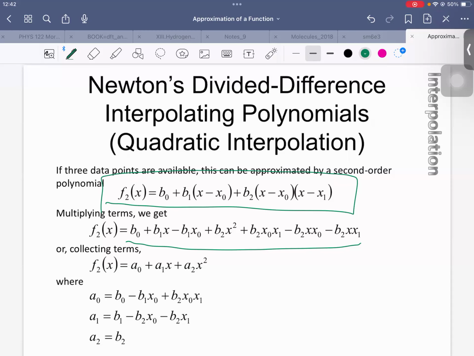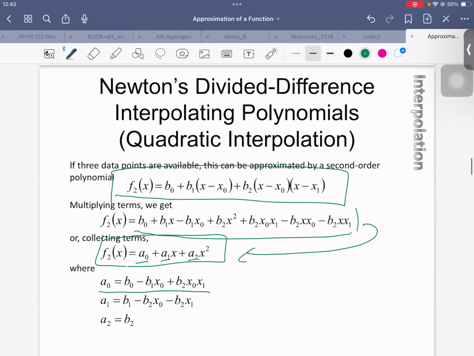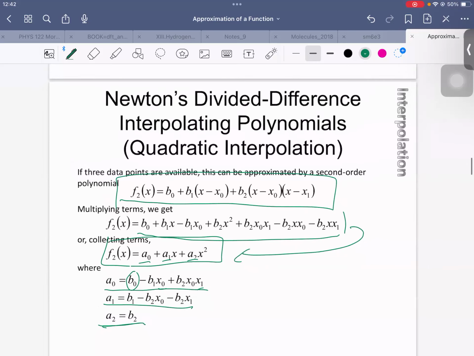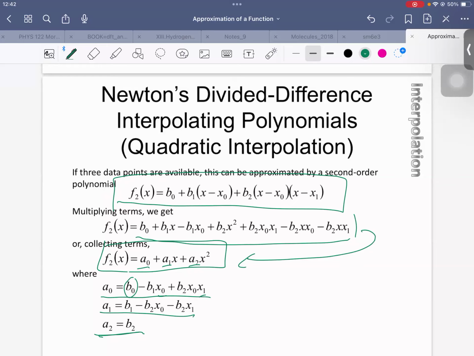Now, to make it simpler to look at, you have to write it in standard form. So you have A0, A1, A2. Based on this equation, A0 is equal to this, A1 is equal to this, and A2 is equal to this one. So all of these are actually constants. So B0 is your coefficient there. X sub 0 is the initial value of X. X1 is the next one, and so on. So you have this equation for that. It's a bit more complicated.